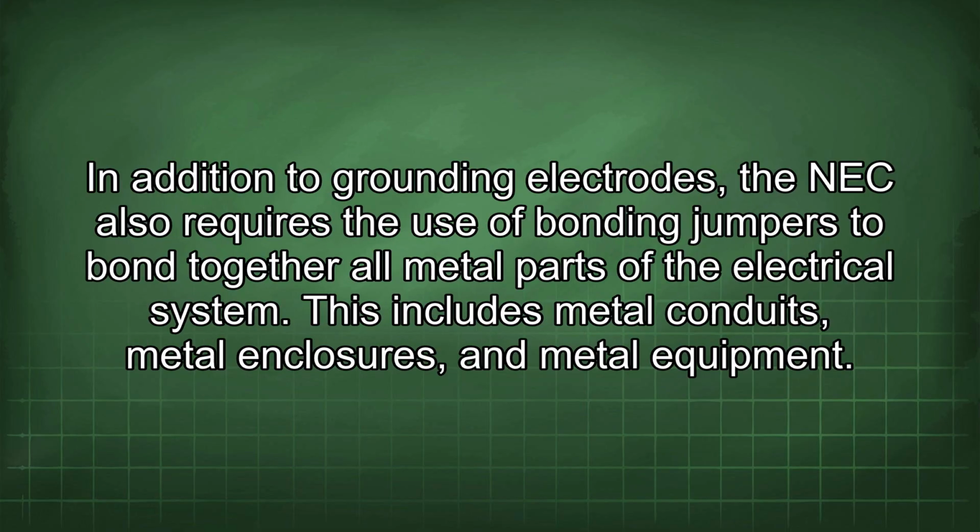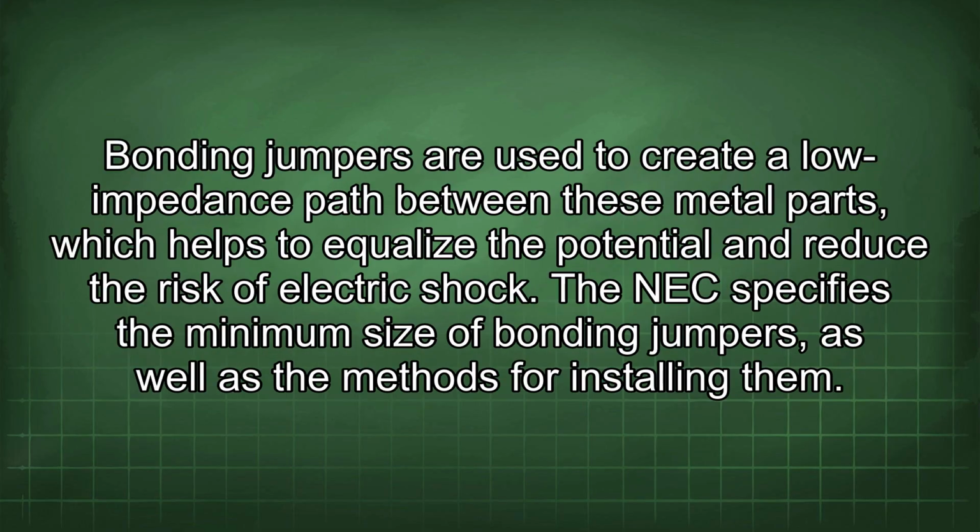In addition to grounding electrodes, the NEC also requires the use of bonding jumpers to bond together all metal parts of the electrical system. This includes metal conduits, metal enclosures, and metal equipment. Bonding jumpers are used to create a low impedance path between these metal parts, which helps to equalize the potential and reduce the risk of electric shock. The NEC specifies the minimum size of bonding jumpers, as well as the methods for installing them.